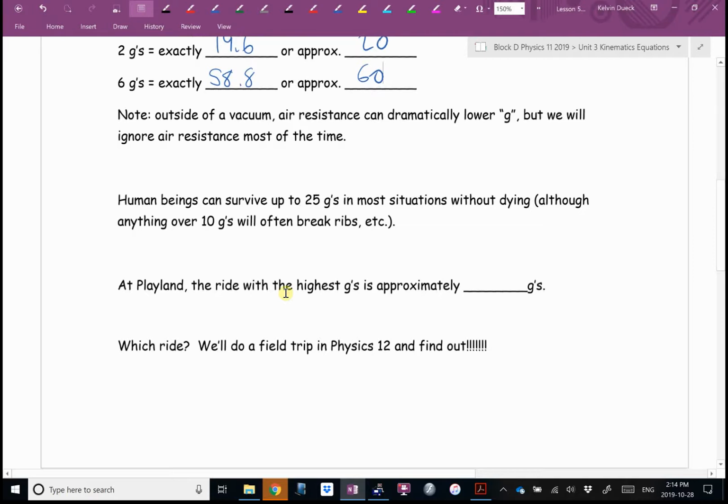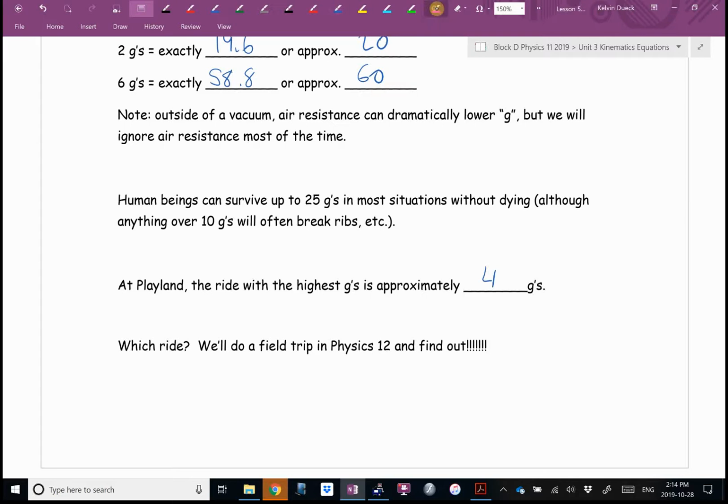At Playland, the ride with the highest Gs is around 4. Which ride is that? If you sign up for Physics 12, we do a field trip in May. We go to Playland and we go on the rides with accelerometers and other instruments, and you can find out for yourself.